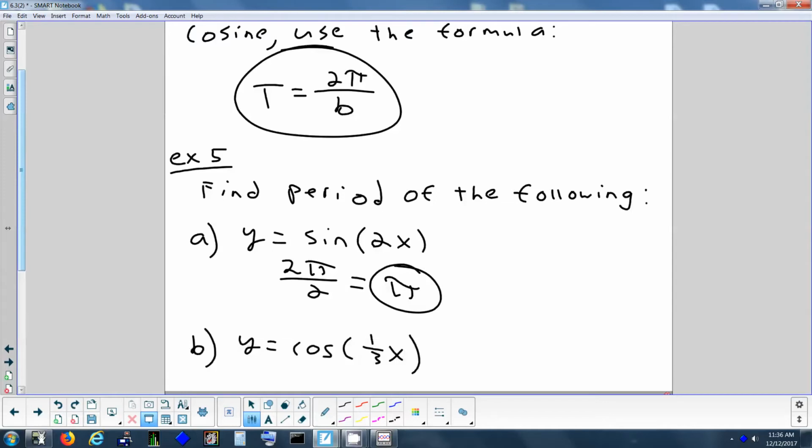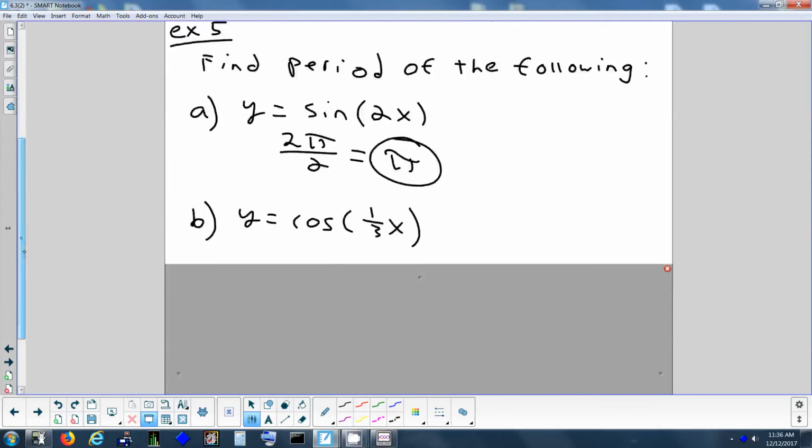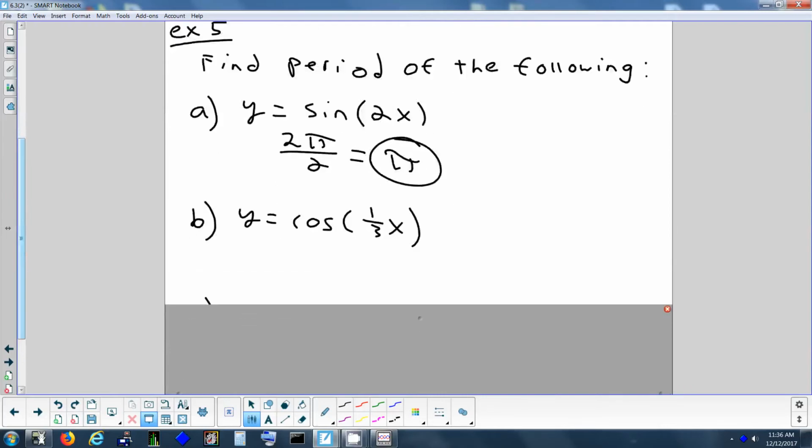All right. How about b? What's the number in front of x here? 1/3. Is 1/3 the period? No. 1/3 is just the denominator. That's b. It's 2 pi divided by 1/3.